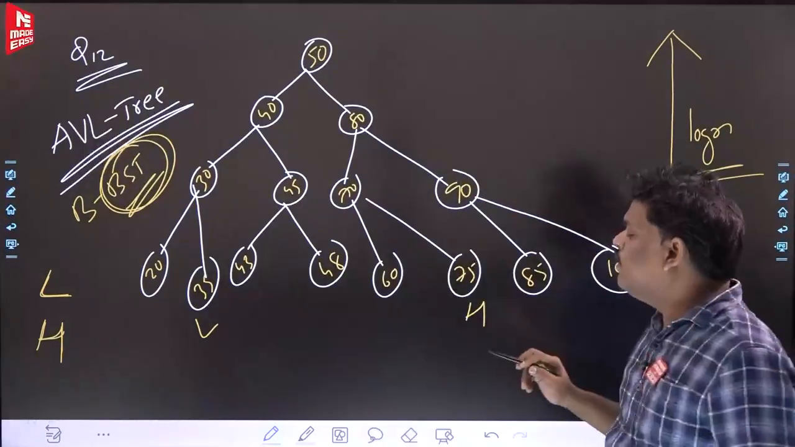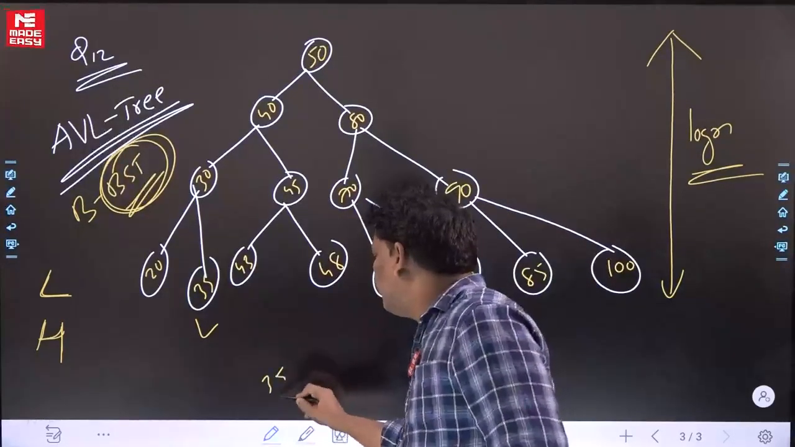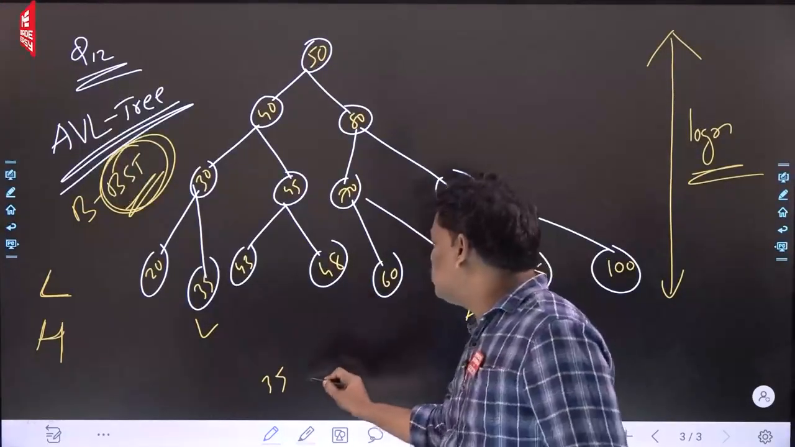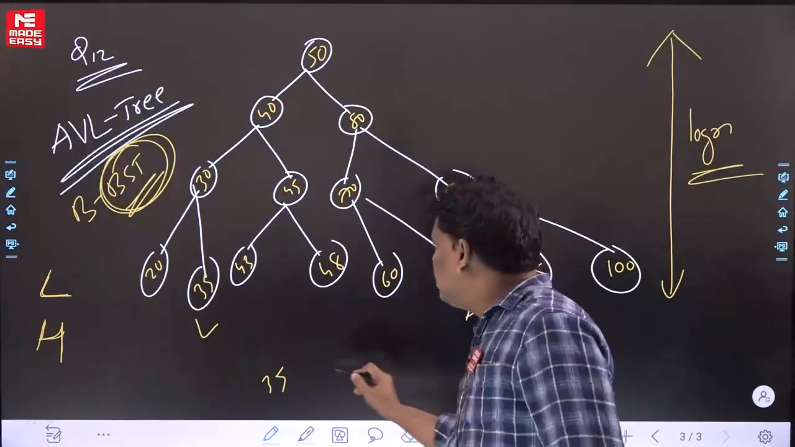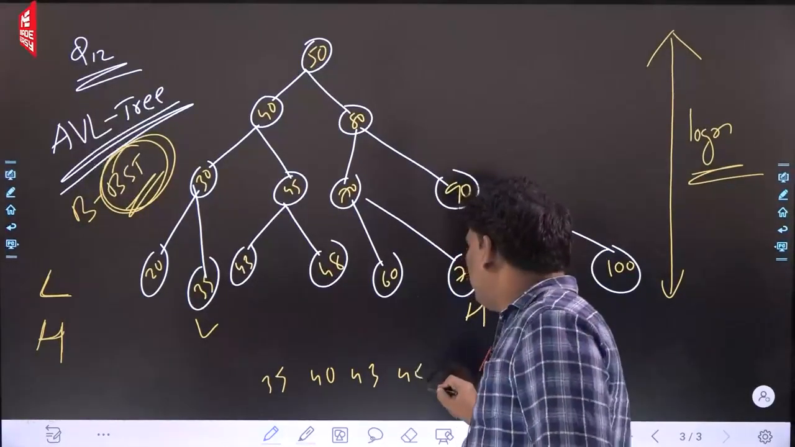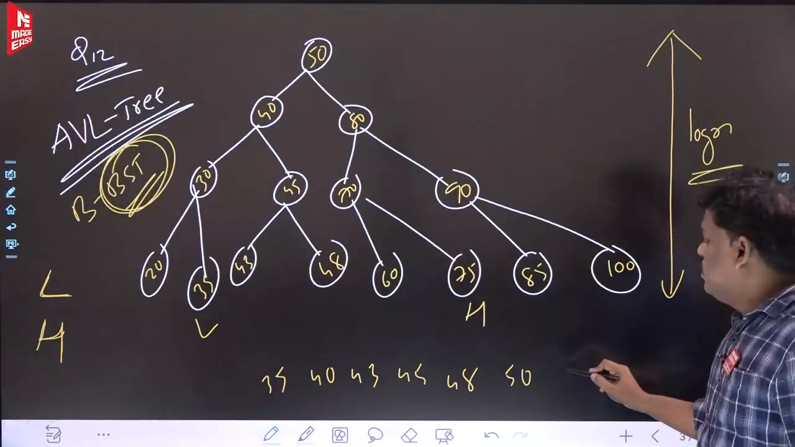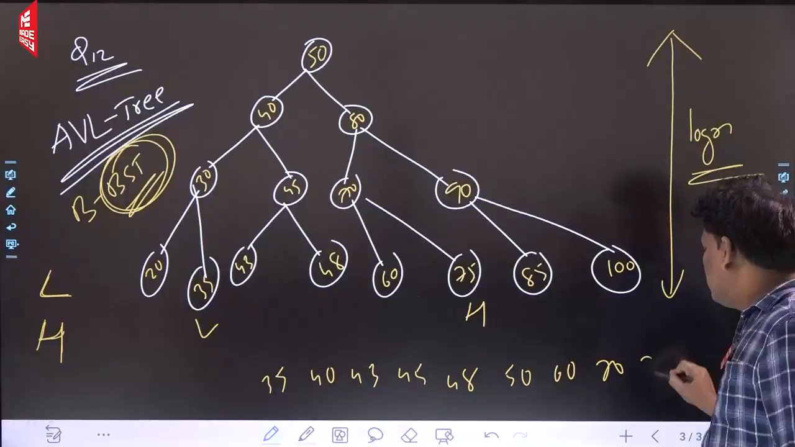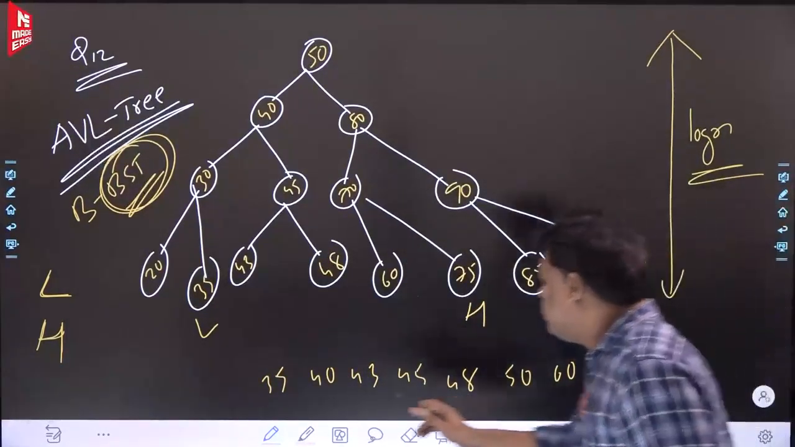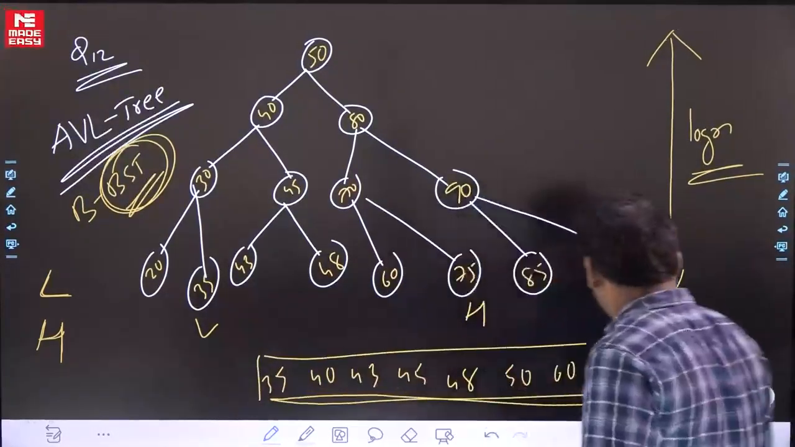Can you help me now? From 35 to 75, including them, who are those? In ascending order: 35, 40, 43, 45, 48, 50, 60, 70, 75. L is 35, H is 75. L to H, I think these are the numbers. You want to add all these numbers.